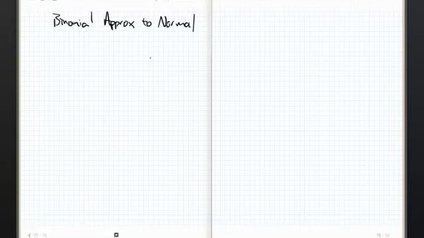We're going to talk about the binomial. We're going to revisit that guy because something funky is going to happen: the binomial approximation to the normal curve. Now, this may seem like way out in left field.